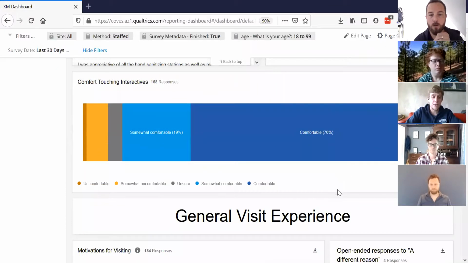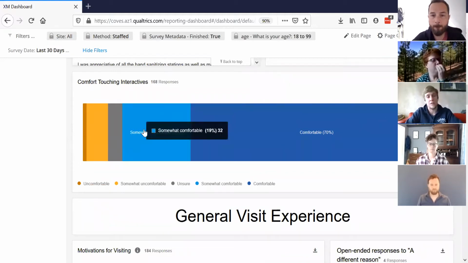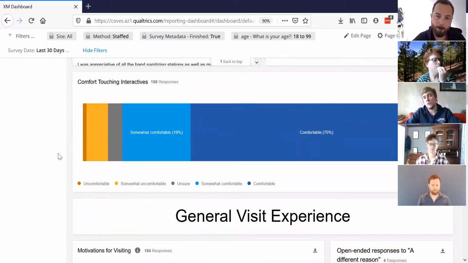And the other shared question we have is just how people are feeling in terms of touching any available touchable interactives. I know some of you don't have anything that's open and touchable right now, so you're not seeing that one at the moment, but some folks do. So you can see, as you start to open some of your touchable interactives, what people's level of comfort might be with touching those things.